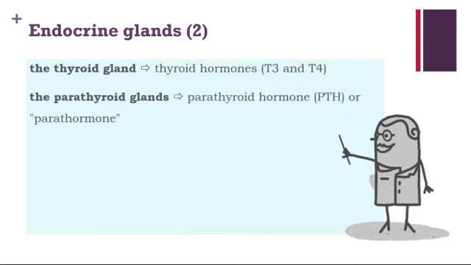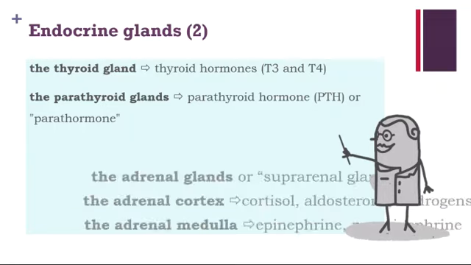Attached to the posterior surface of the lateral lobes of the thyroid gland are small, round masses of tissue called the parathyroid glands. Their cells are the major source of parathyroid hormone or PTH. PTH increases the number and activity of osteoclasts, which are bone-destroying cells.